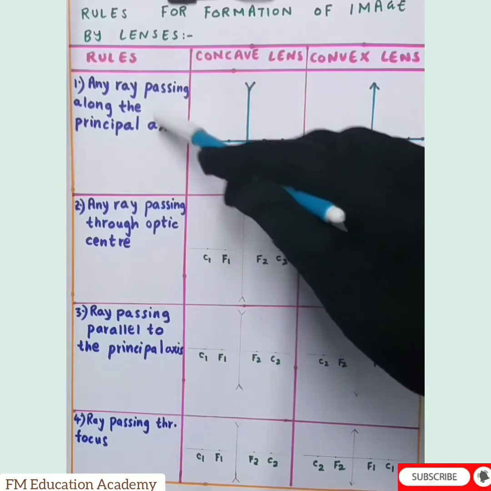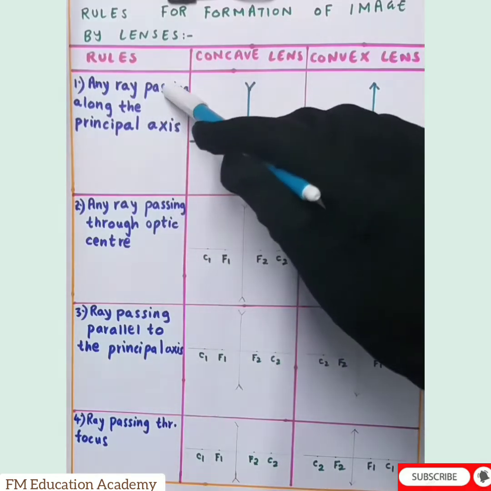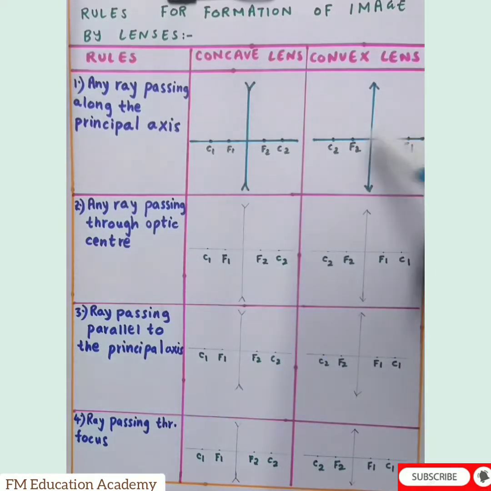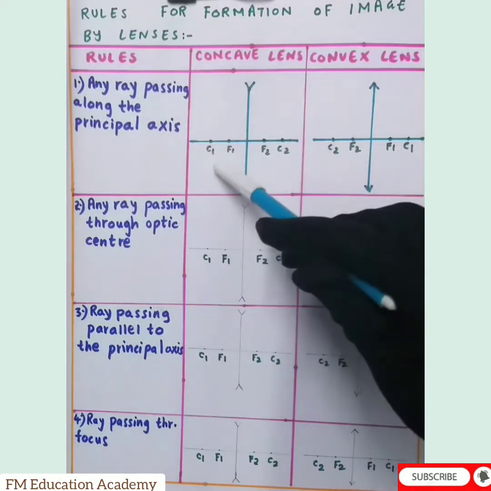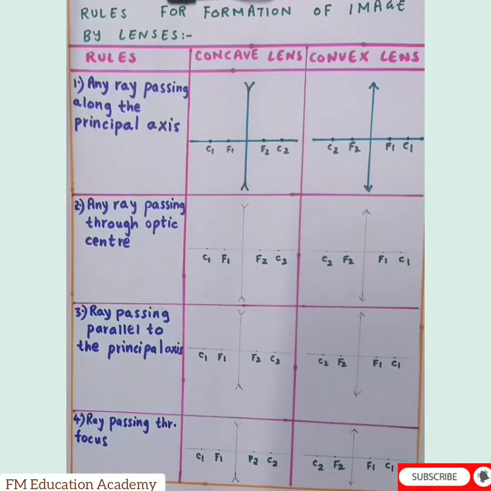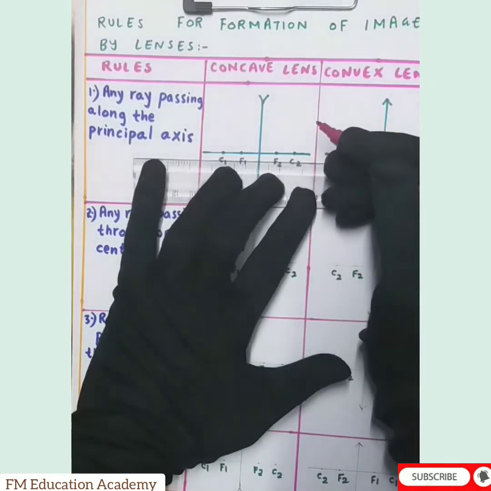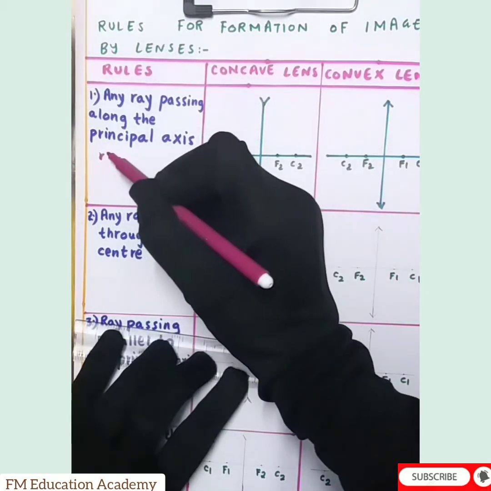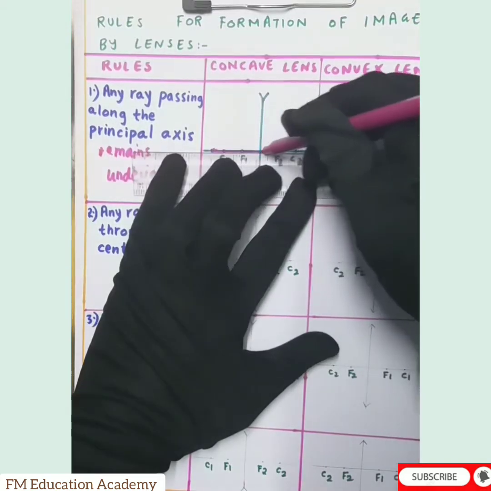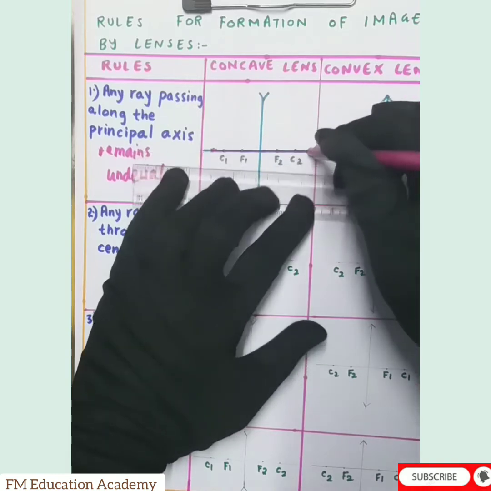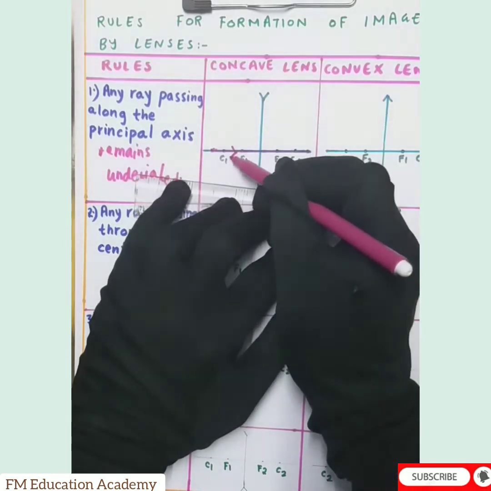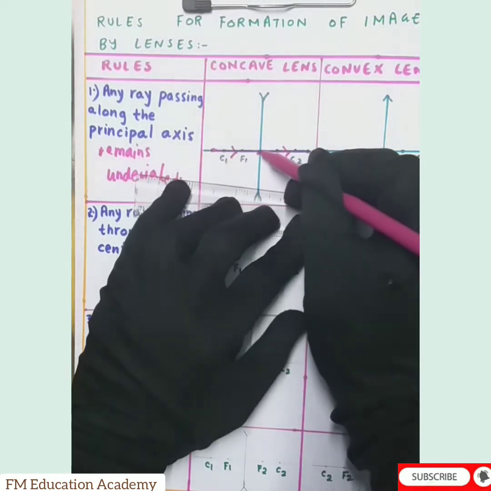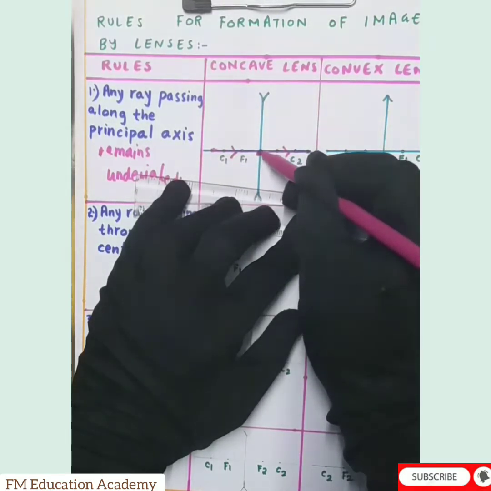The first rule is what happens when a ray passes through the principal axis. We know this is my principal axis, which is joined by the center of curvature and focus. Any ray which passes along the principal axis remains undeviated. A ray is coming, it will hit the lens and pass like this. It will go through the optic center and will not deviate at any point. This point is called the optic center.